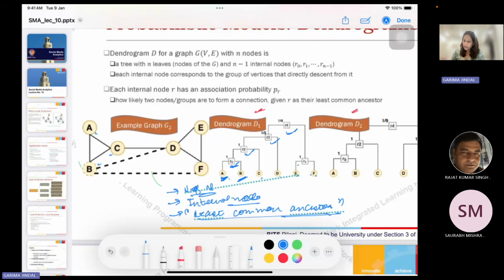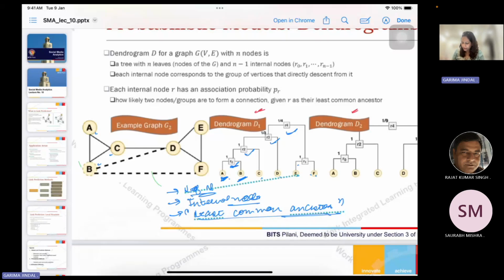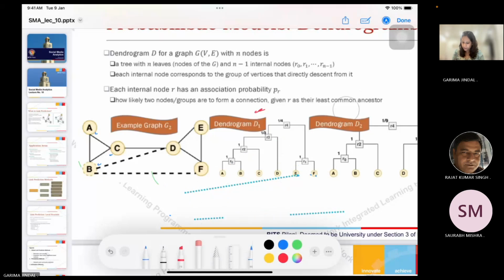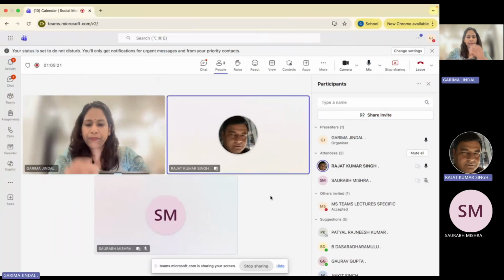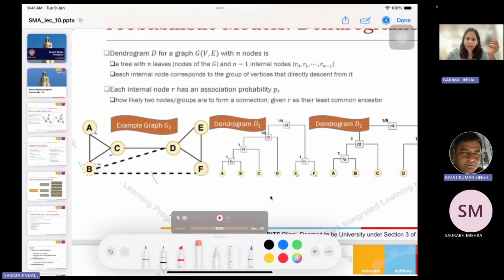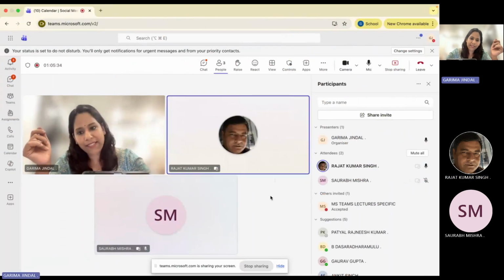Okay, so if this is clear... Ma'am, quick question. Yes. Why is it called least when it's connected right away? Yeah, that is just the nomenclature. Least and common. This is nothing but a tree, am I right? Yes, it's a tree.